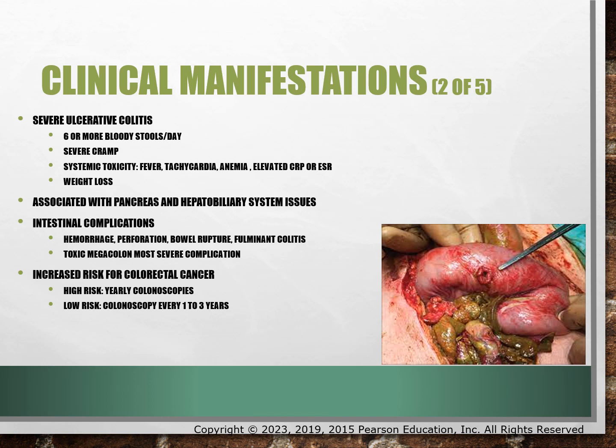According to the American College of Gastroenterology practice guidelines, patients with UC are at increased risk for colorectal cancer proportional to disease duration, extent of inflammation, and amount of colon involvement. For those at highest risk, yearly colonoscopies are recommended. For those at lower risk, every 1 to 3 years is recommended.